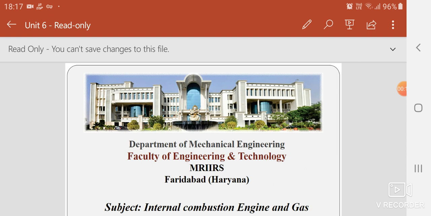We are going to talk about the turbines. This is the 6th unit. We have read different parts of internal combustion engine. Now we will be reading the different parts of turbine. That is basically gas turbine, which produces power.